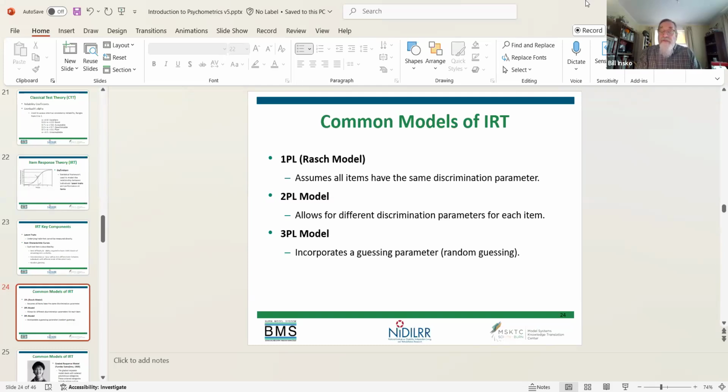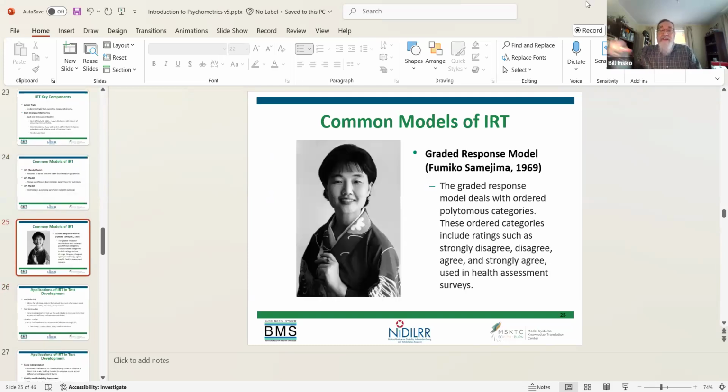There's a lot of people in different industries that use the Rasch model or the one parameter. There's a two parameter model, and that has discrimination in it. And then the three parameter model has discrimination, difficulty, and random guessing. Now, another person has made the highlights in terms of a picture.